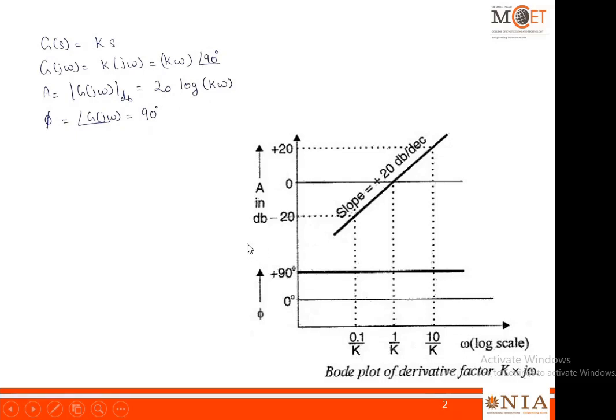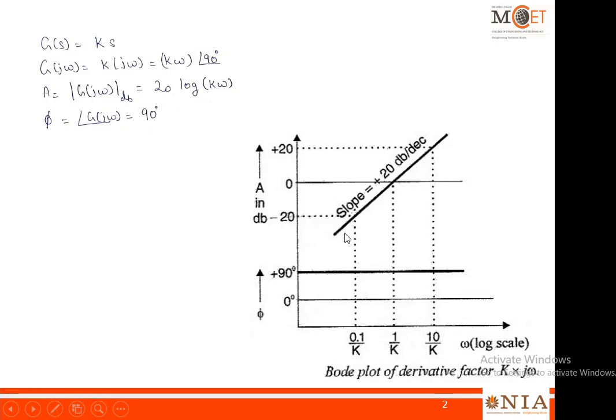For magnitude, the magnitude will vary with respect to the chosen frequencies. We have chosen three different frequencies in terms of omega, in terms of k, so that k gets cancelled and you get a constant value for magnitude. The three chosen frequencies are 0.1 by k, 1 by k and 10 by k. The magnitudes you obtain for these three frequencies are minus 20 decibels, 0 decibels and plus 20 decibels.